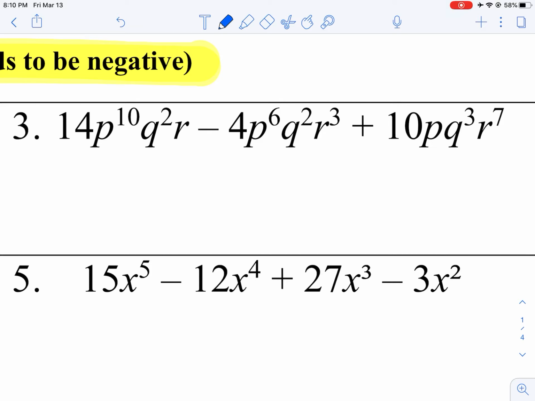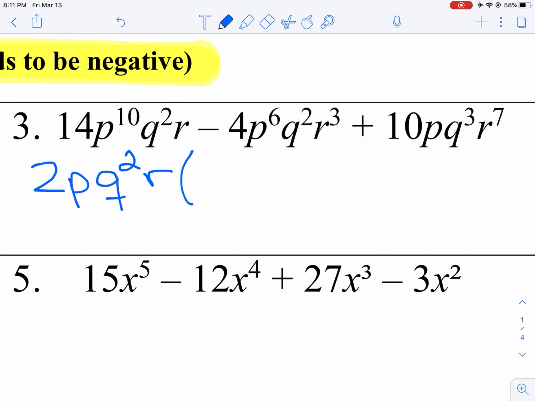So what number do they have in common? They have, let's see, a 2 in common, because 2 goes into 14, 4, and 10. They each have a p in common. The smallest amount of p's is 1. Then they have a q in common. How many q's? Q squared is how much they have in common. And then there's an r. They only have 1 r.